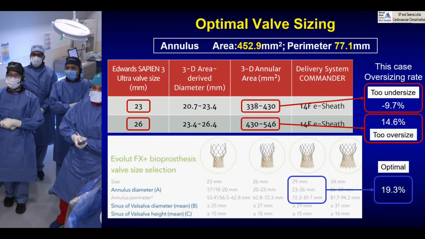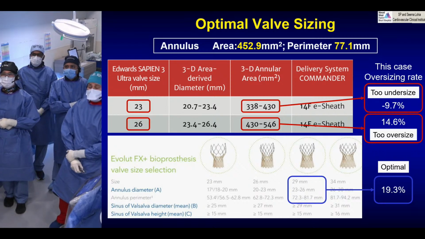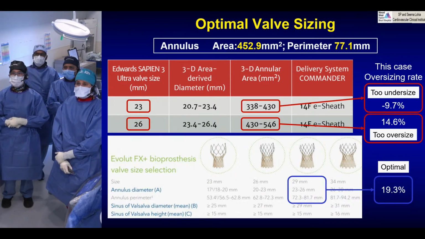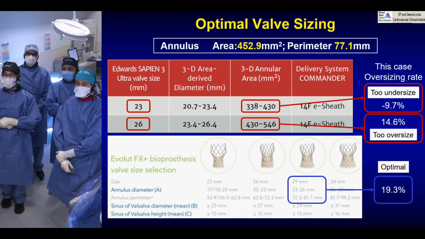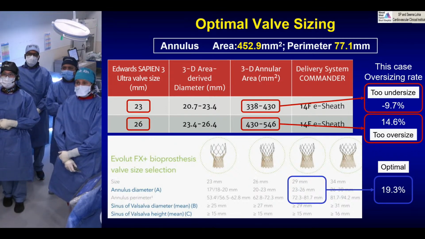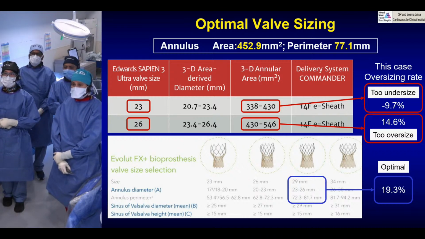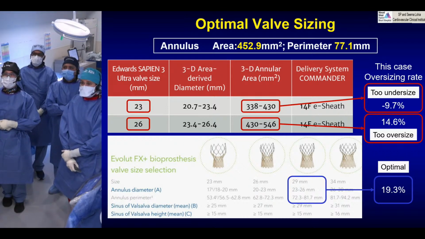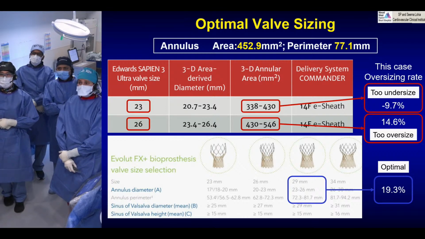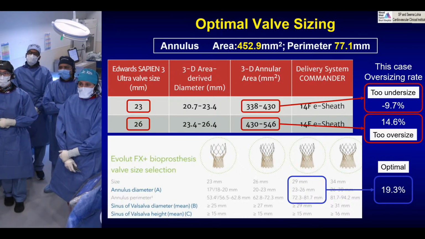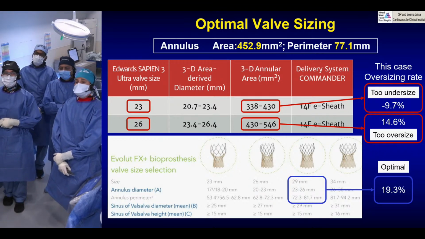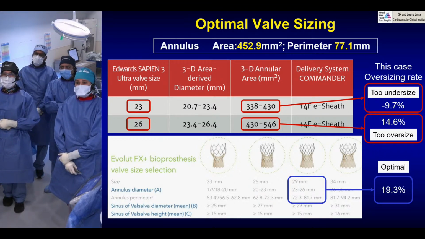So next slide. And we want to show you that this is an important chart, right? Everyone looks at the sizing chart and decides what valve we're going to put in. So you remember the area is 453, perimeter is 77. If you look at the sizing chart, you would say yes, this would be a 26 valve because it's well within that sizing. But you can see if you calculate, it's about 15% oversized. Now, you can see a lot of calcium on the aortic valve, on echo and CT.